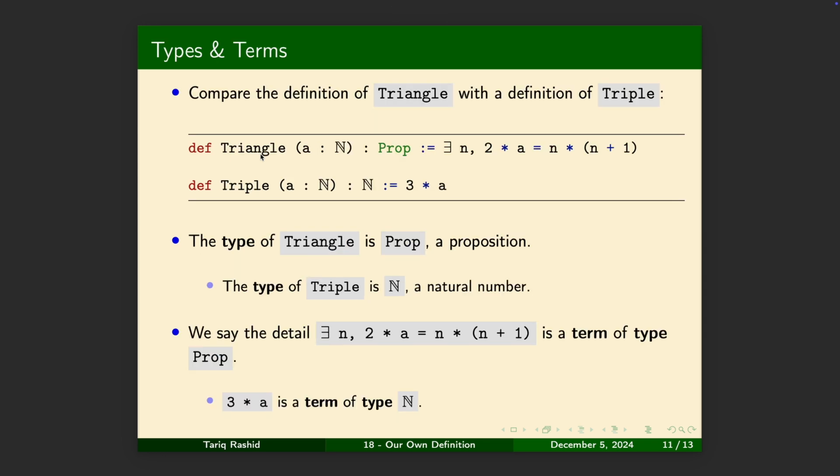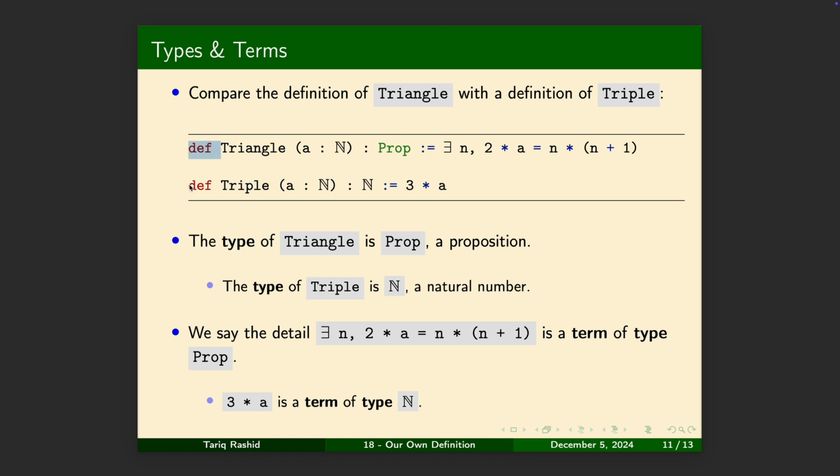Great, so let's talk a little bit about terms and types and props and things like that. Now this is an optional section, so you don't really need to know it in order to use Lean to write simple maths proofs, but it can give you an extra insight into what's happening. So let's compare these two definitions. Triangle is the one we've just done, and here's one I've just made up, triple a number.